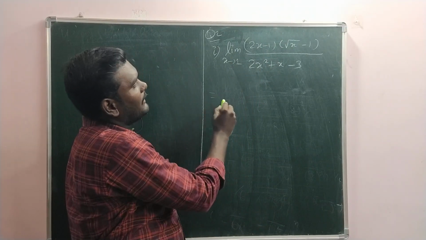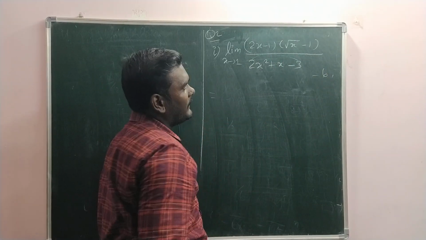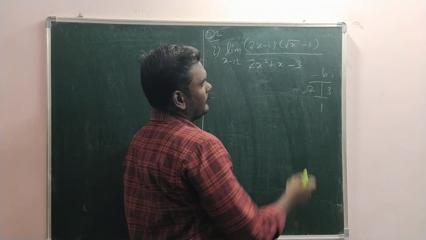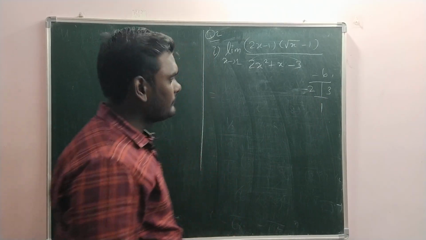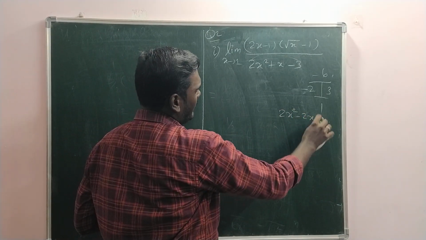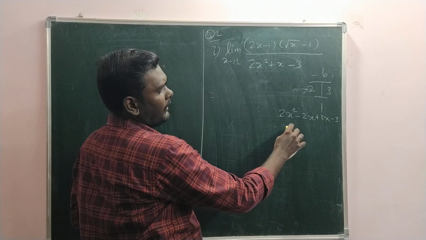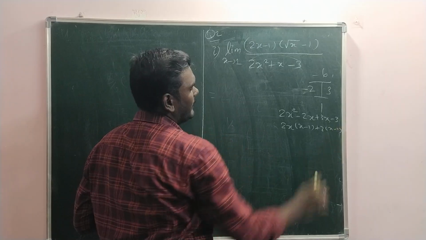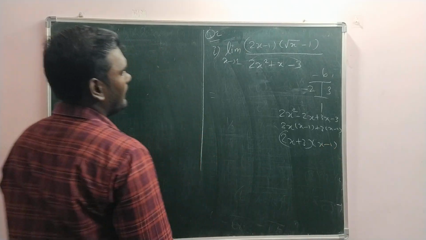The numerator is already in factor form. The denominator we should factorize. How can we factorize? 2 into minus 3 is minus 6. By multiplication minus 6, addition 1, we should find such numbers. That is 2 and 3. The addition gets positive, so the small number gets negative. Then we'll get 2x square minus 2x plus 3x minus 3. Now we can take 2x as common, then x minus 1. Here 3 as common, then x minus 1. Then we'll get 2x plus 3 into x minus 1 as the factors.